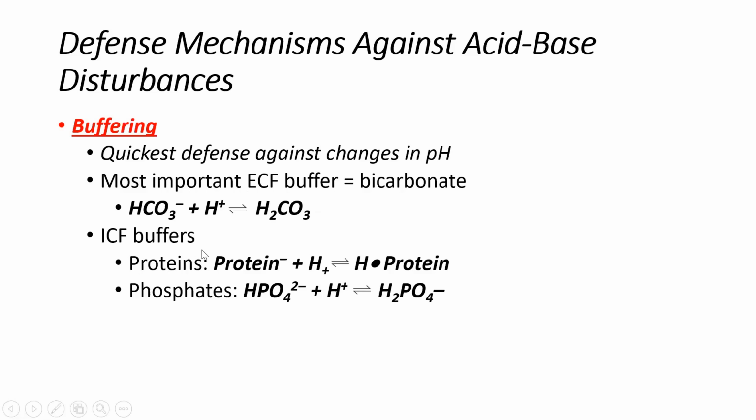Inside our cells, the main buffers are proteins, so whatever proteins are inside our cells, as well as phosphates. So proteins and phosphates have the ability to bind the excess hydrogen ions and kind of soak them up or mop them up, and again, resist any changes to the pH inside the cells. So our main extracellular buffer is bicarbonate, and our intracellular buffers are going to be things like proteins and phosphates.